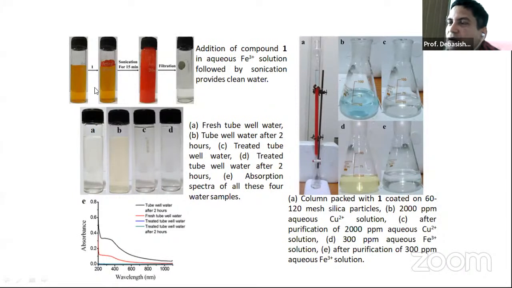First, we have taken the compound and dissolved iron salt in water, then put that iron-containing water with the compound, just shaken it and then filtered the water, and we found that it's completely clean water, no iron is there. We have also tried our campus tube well water. We have taken the water from the tube well on campus, and we have seen that if we leave that water for 2-3 hours, it turns slightly yellow due to the presence of iron. We treated that water with our compound, and then there is almost no iron, no coloration. We have also prepared a column to filter copper, iron, all this stuff from water.